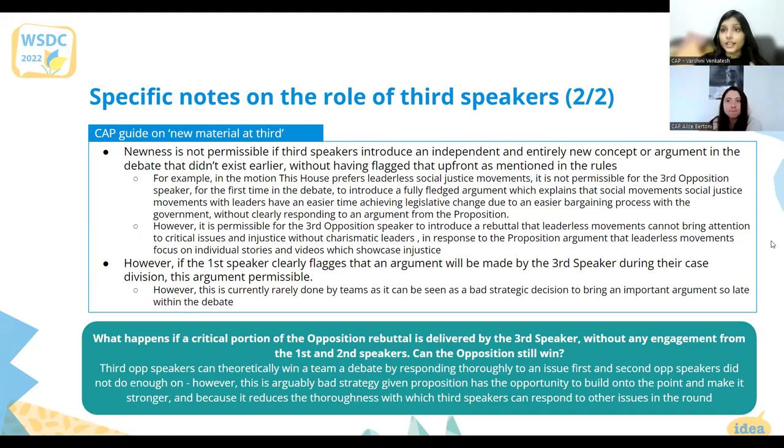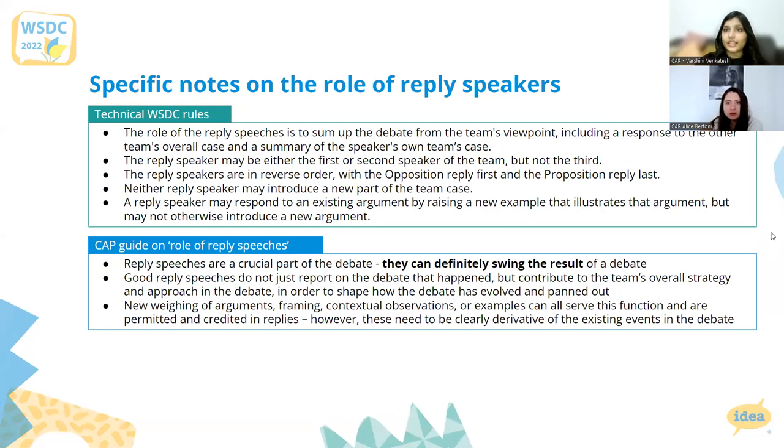However, because third speakers are allowed to and should, in fact, and are only good third speakers if they do new rebuttal, reply speakers also have the ability, therefore, to respond to that in some ways, even if not as full-fledged new rebuttal. So what do we mean? And here I'm just referring to the CAP guide on the role of reply speeches. They are a crucial part of the debate and they can swing the result of the debate. So they swing the result of the debate in two ways.